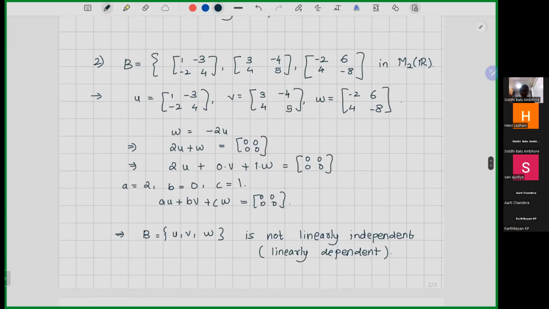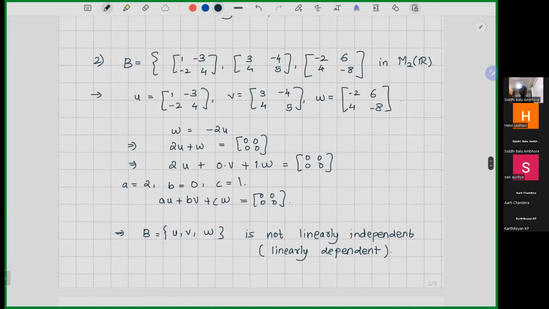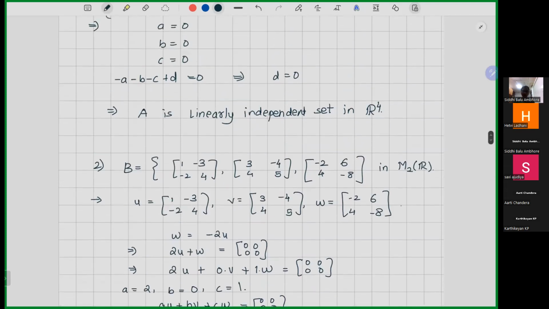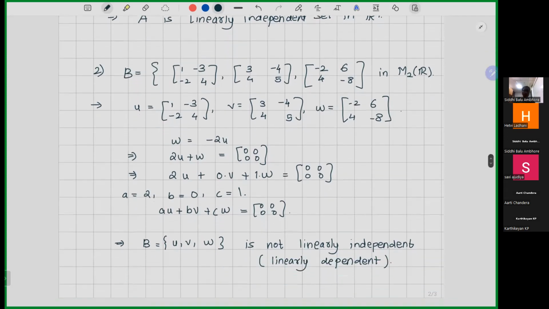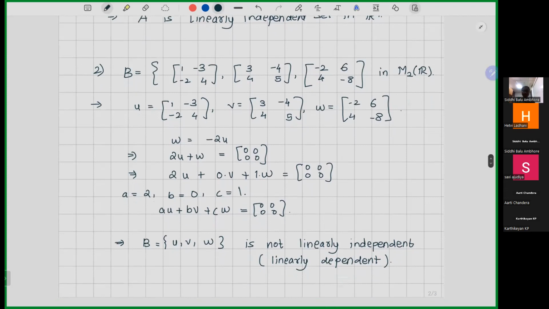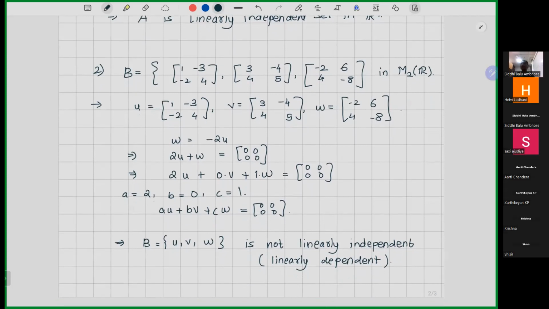Any doubt here? If you want, you can clearly go and write, like what we did here, A into U plus B into V plus C into W equal to 0, and we will get 4 equations in 3 variables, and you can solve those and check whether you are getting A, B, C all of them 0 or not. You can also do that, but from this set we can clearly see that W is -2U, so that's why we directly go.